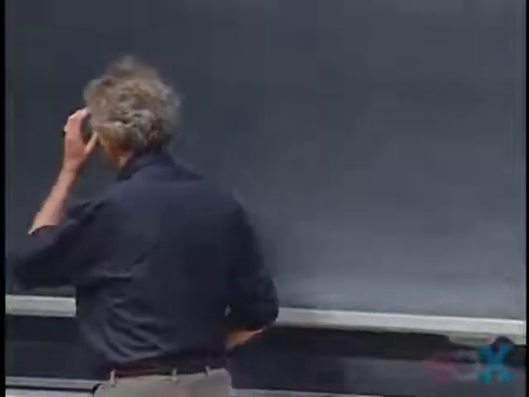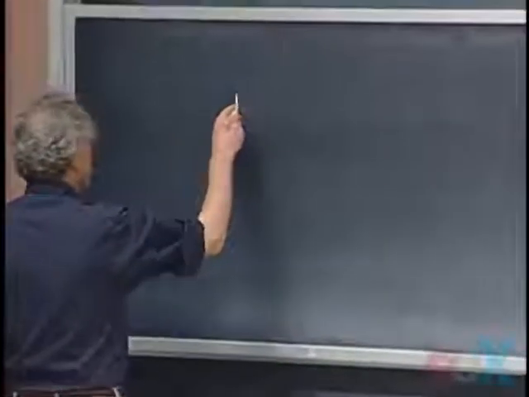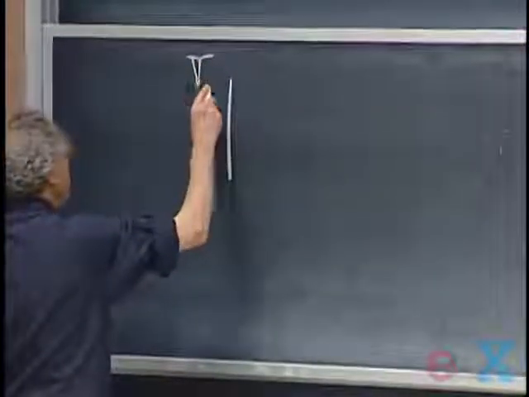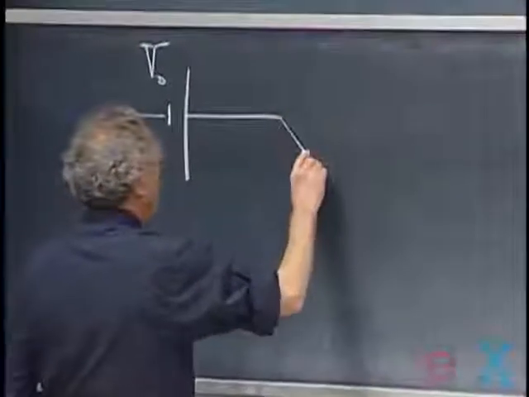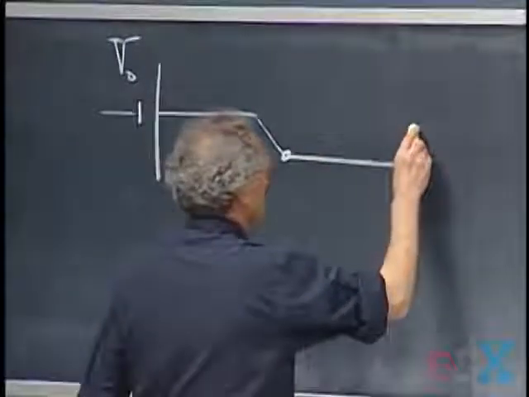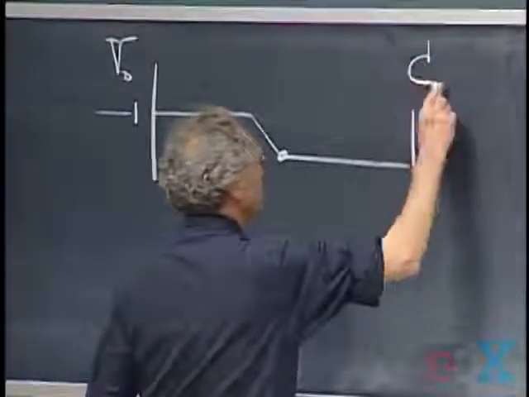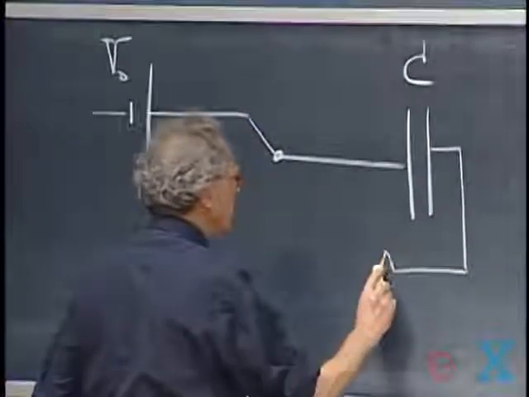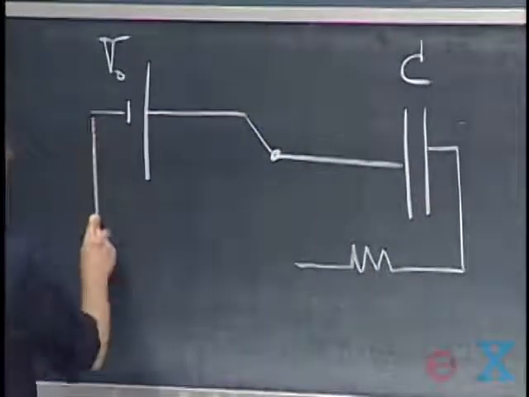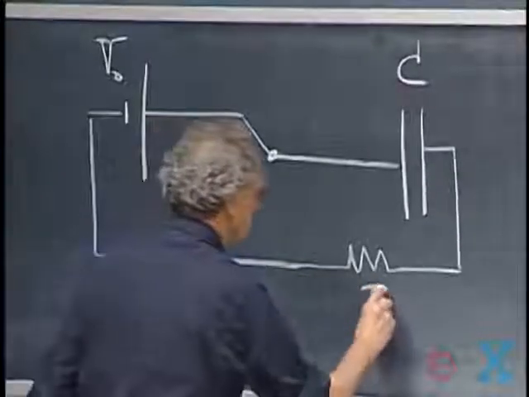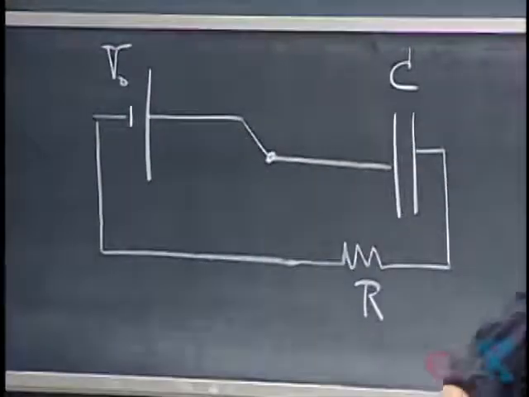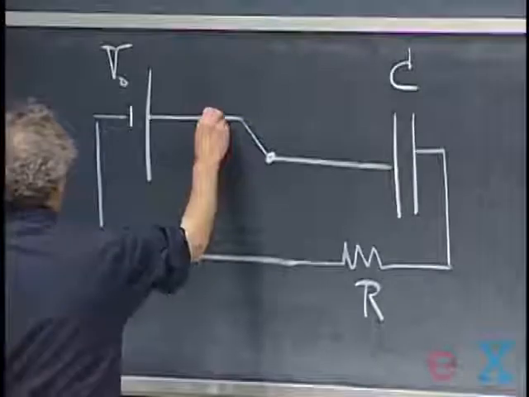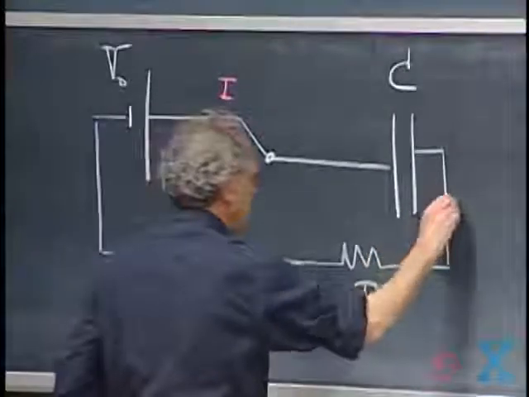Today I want to discuss with you RC circuits. We already discussed RL circuits, now we get RC circuits. I have here a battery with an EMF V0, and a switch connecting to a capacitor, and here a resistor, and I close the loop. When I have the switch in this position, the capacitor is going to charge up. I get a current I going in this direction.